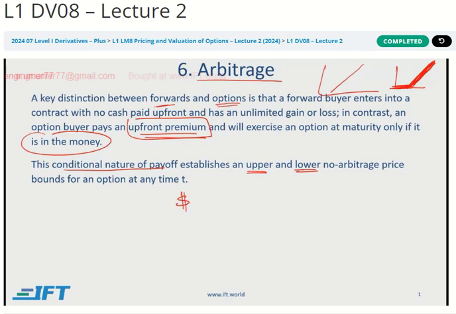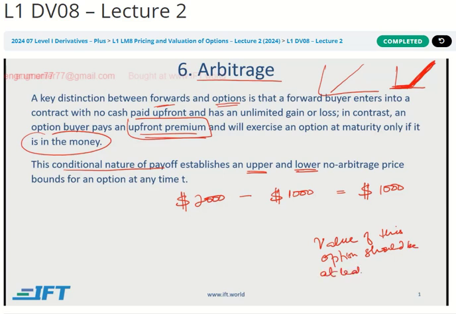Let's talk about the Tesla example again, where the stock price has gone to $2,000 and we have the right to buy it at $1,000. So this option, if we exercise right now, can give us approximately $1,000, right? So the value of this option should be at least $1,000. This is the minimum, or the lower bound.